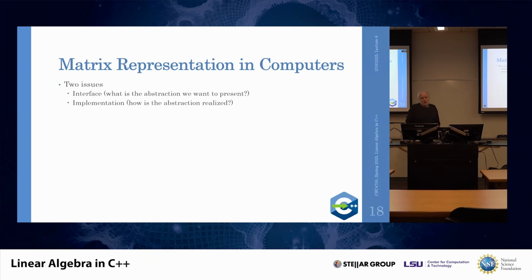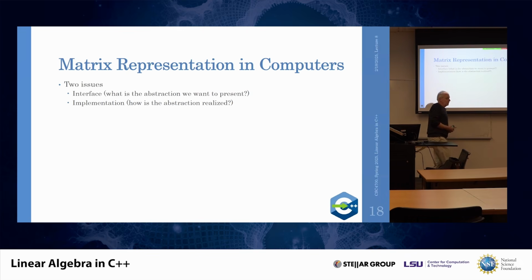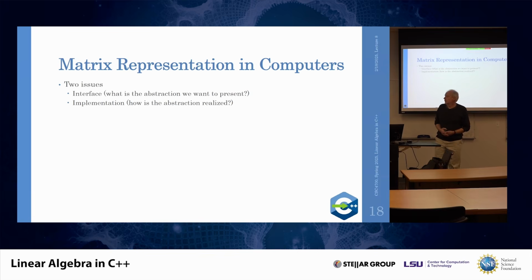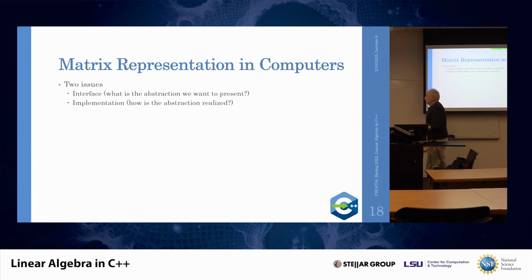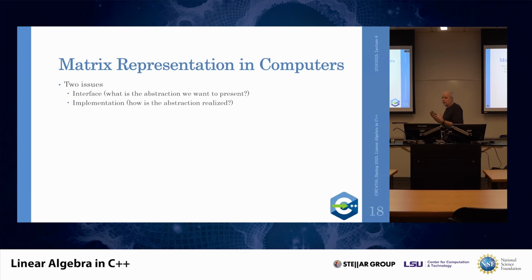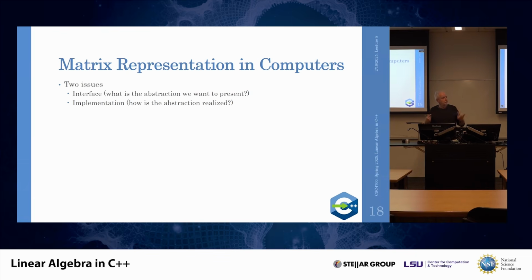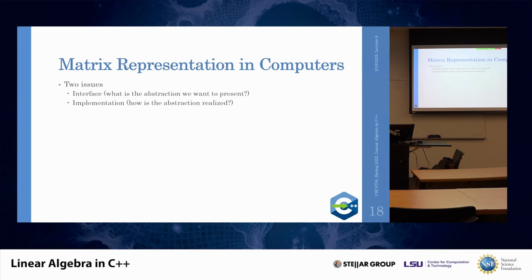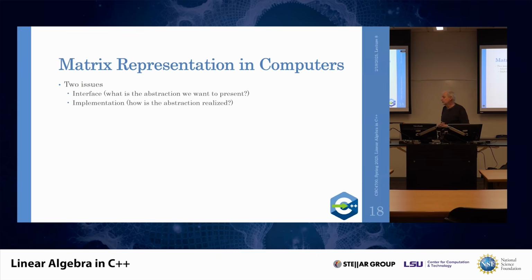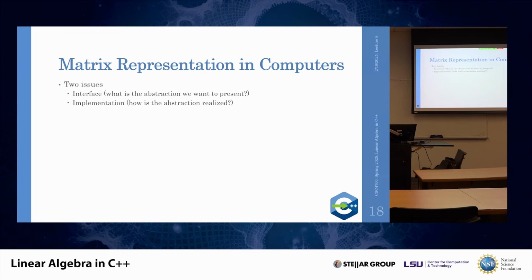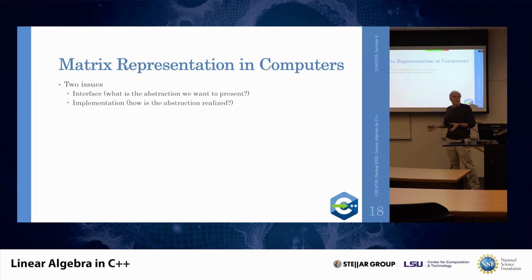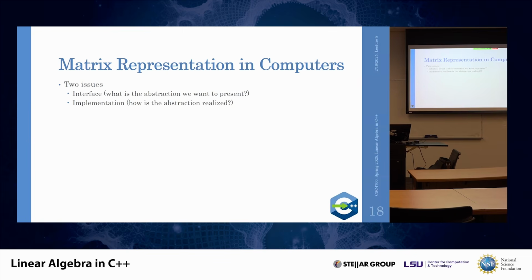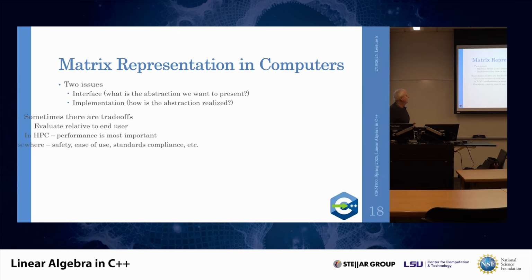Okay, now things get a bit more interesting. How do we represent matrices in computers in general? Well, we have two issues to solve. First, we have to find the proper interface we want to expose to the user. What functionality should a matrix type expose to the user in order to be usable? And the second part is, how do we implement all of this? Obviously, we want to hide the implementation from the user. The user doesn't care as long as the interface is correct.